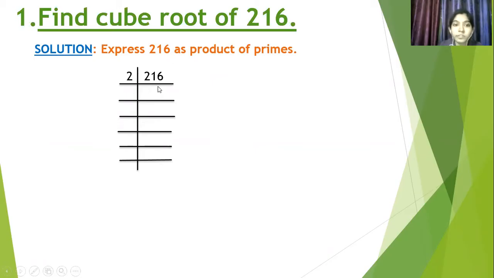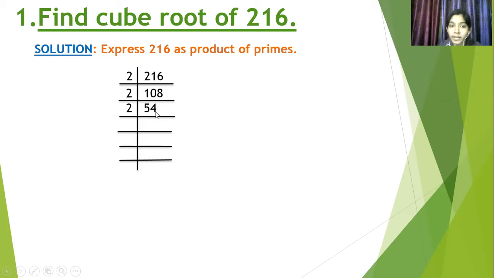Now, since this is an even number, what is the lowest prime number divisible by 216? 2. So now 2 ones are 2, then 1 is there 0, then 6, 2 eights are 16. So this will become 108. Now again it will be divisible by 2 because last one's place is even number. So again 2. Now 2 fives are 10 and 2 fours are 8, 54.